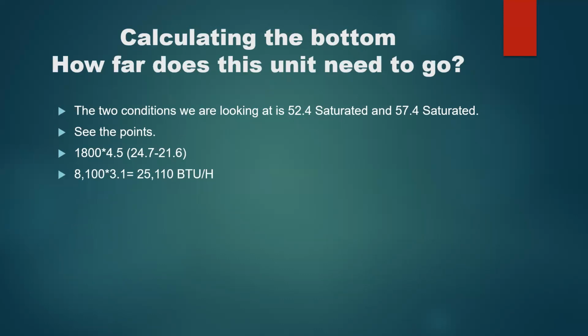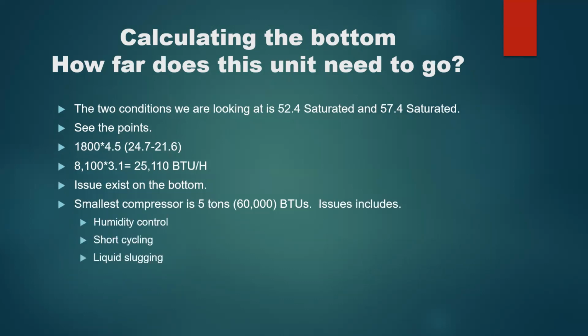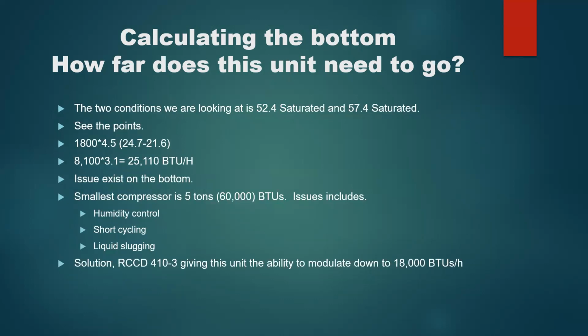So what happens with that? Well, an issue exists on the bottom, and I've already given up that the smallest component is 5 tons, that's 60,000 BTUs. These issues include humidity control, short cycling, and liquid slugging. The solution is an RCCD 410-3, giving the unit the ability to modulate down to 18,000 BTUs. So now we've got the bottom covered.